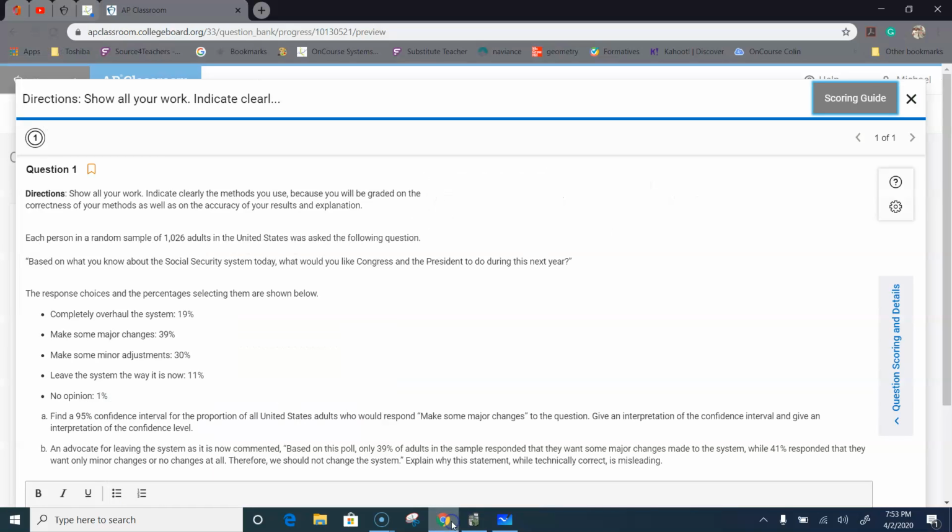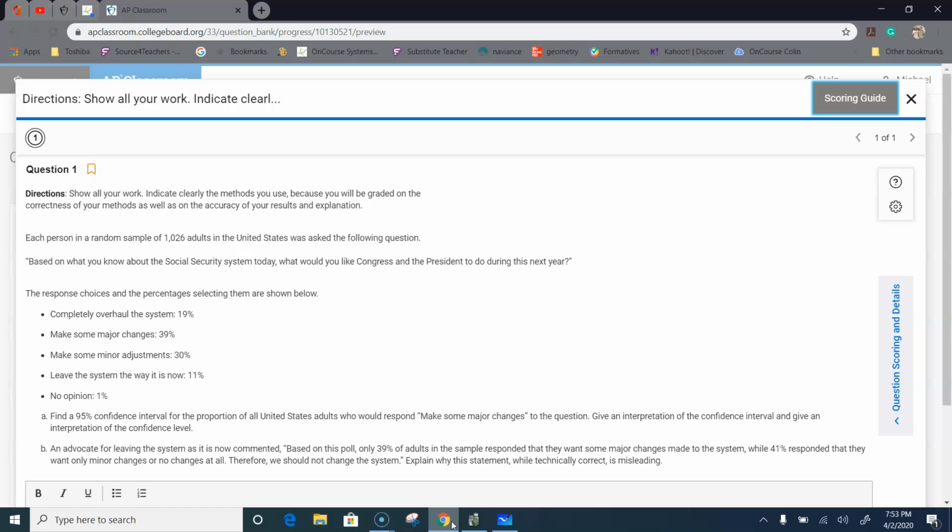All right, the tough part here, give an interpretation. So my interpretation would be, we are 95% confident that P is contained in this interval. I wouldn't make it more complicated than that, but they're stretching me a little now. Then it says, and give an interpretation of the confidence level. What do I mean by confidence level? So when I say I'm 95% confident, what do I mean?